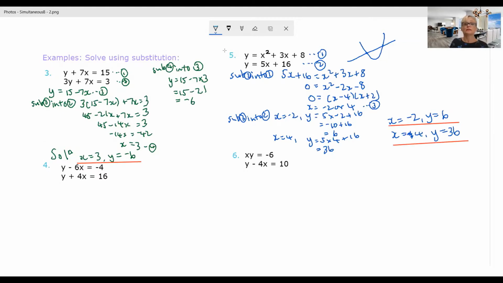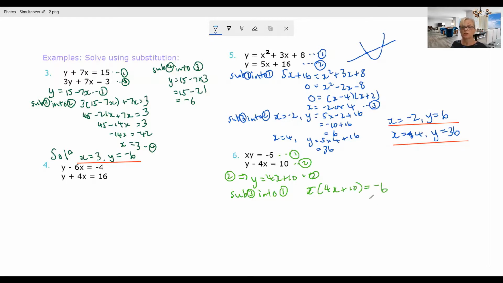Here we've got yet a different situation again, where here's our equation 1 and here's our equation 2. It's probably six of one and half a dozen of the other which one you want to sub into which. I'd be inclined to use the linear equation here and just rearrange that to write y equals 4x plus 10. Now we're going to sub that into our first equation. So we're going to get x times (4x plus 10) is negative 6.